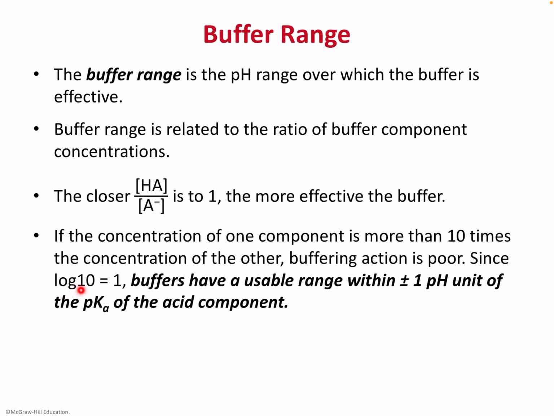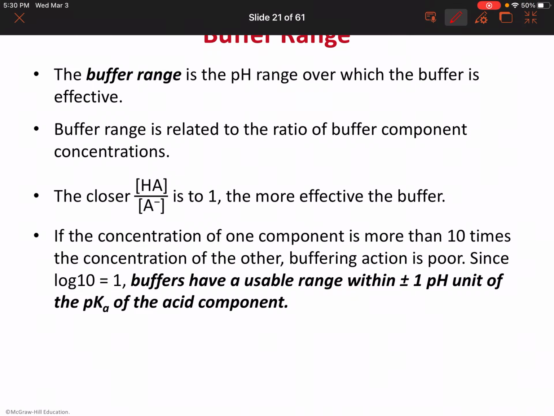Since log 10 equals 1, buffers have a usable range within plus or minus 1 pH unit of the pKa of the acid component. Now remember, we are using an acid and its conjugate base for the preparation of a buffer. If you know the pKa, let's say the pKa of a buffer is 4.54, buffers have a usable range within plus or minus 1. So let's say pKa, for example, 4.54. We have an acid.